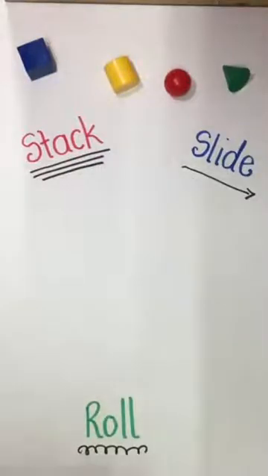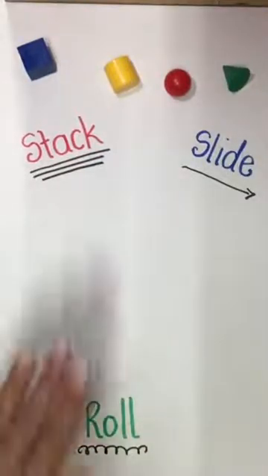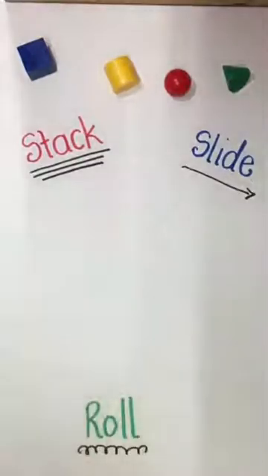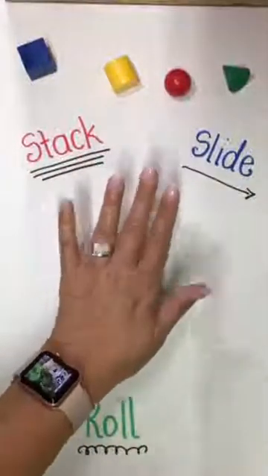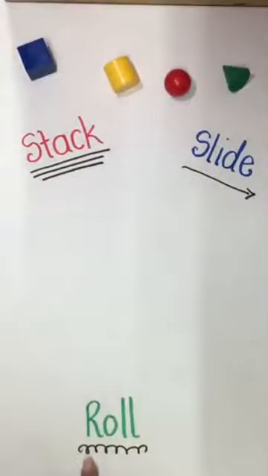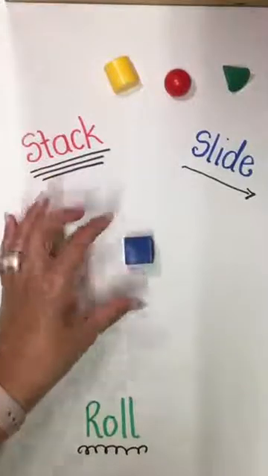For a solid figure to stack, it has to have a flat face. For it to slide, it also has to have a flat face. For it to roll, it needs to have a curved edge. So let's take a look at some of the solid figures that we have learned to see which ones can stack, slide, and roll. So let's start off with our cube.